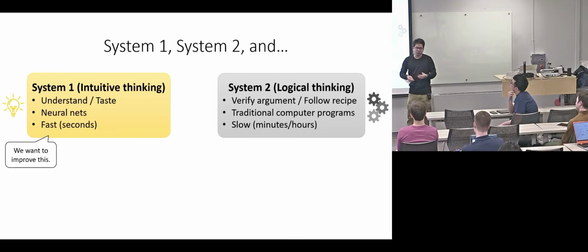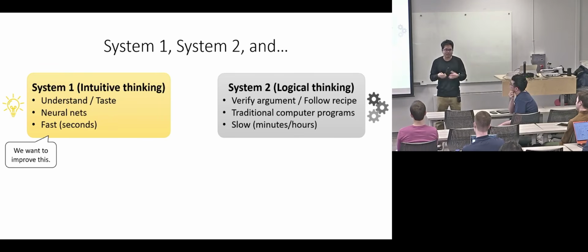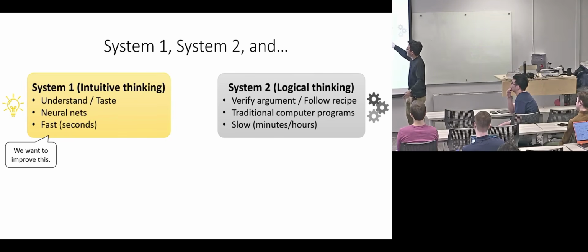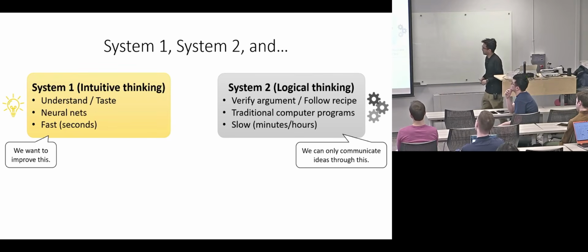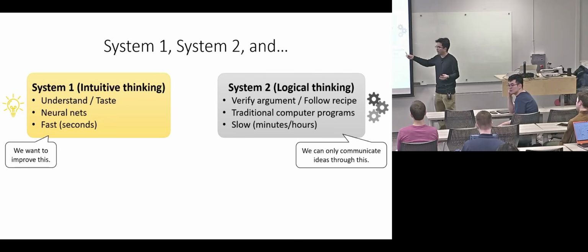This is when you try to verify some argument in a proof or you follow the recipe. You do this carefully, step by step, right? You can think of how a traditional computer program works. This is a slower way of thinking, and it might take minutes or hours to do. But note that this is the only way you can communicate ideas.